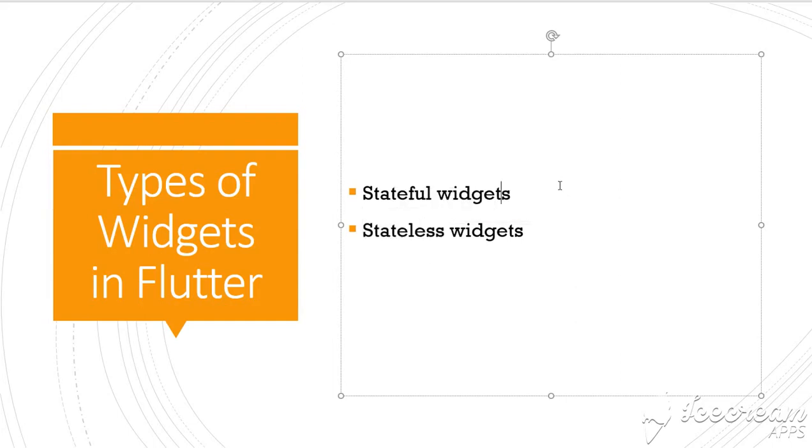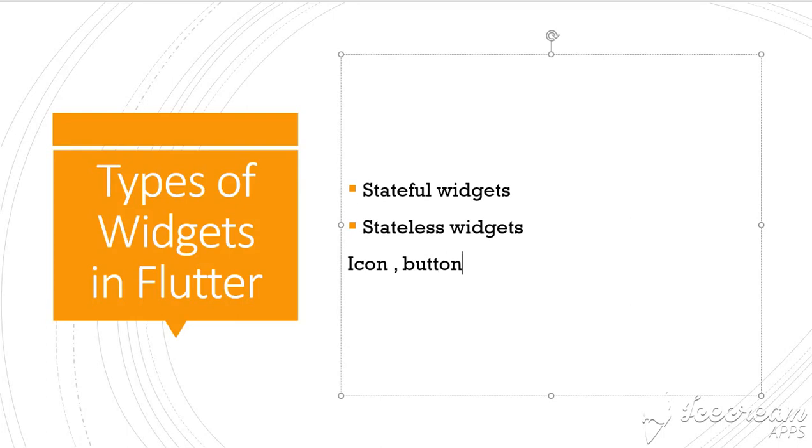So what are some examples of these two widgets? For example, the stateless widgets are any icon, or a button element, or text. They are all stateless because they don't change their state depending on the user interaction or the input. While stateful widgets change their state.